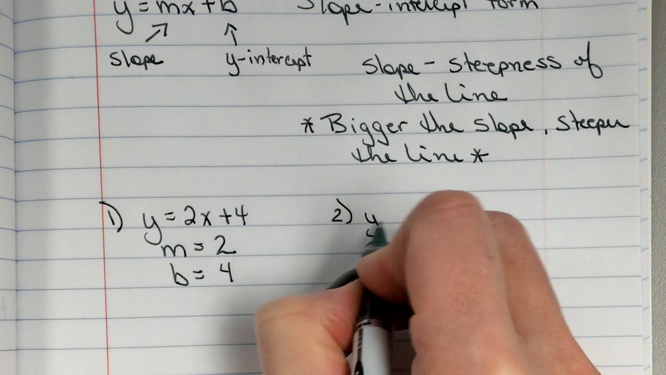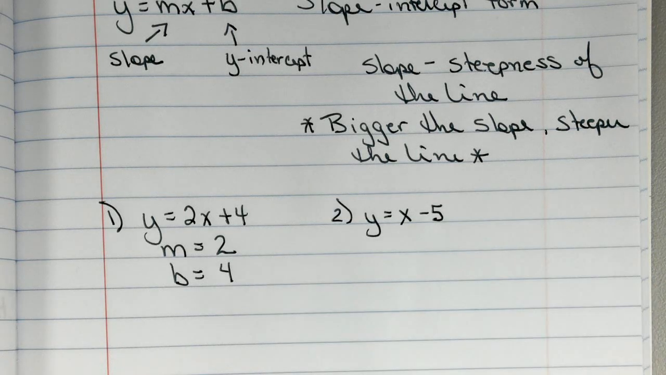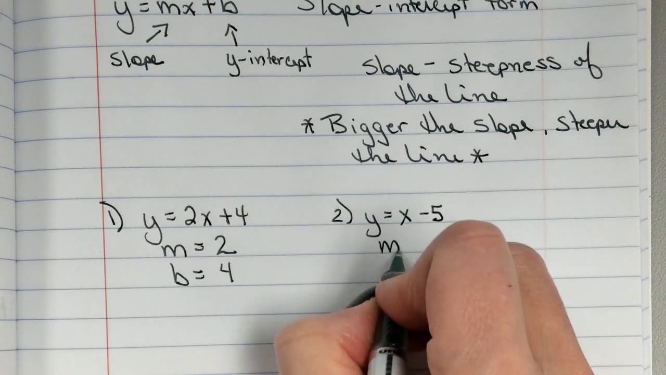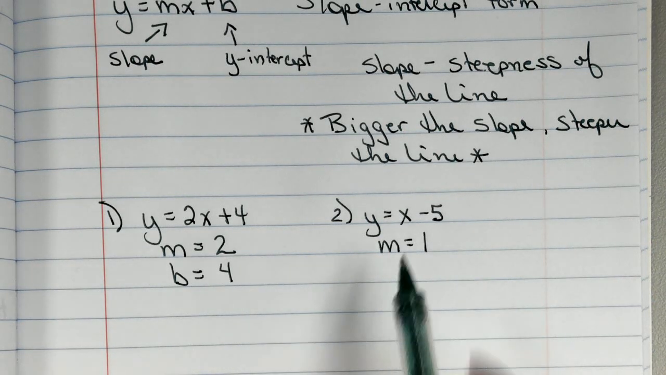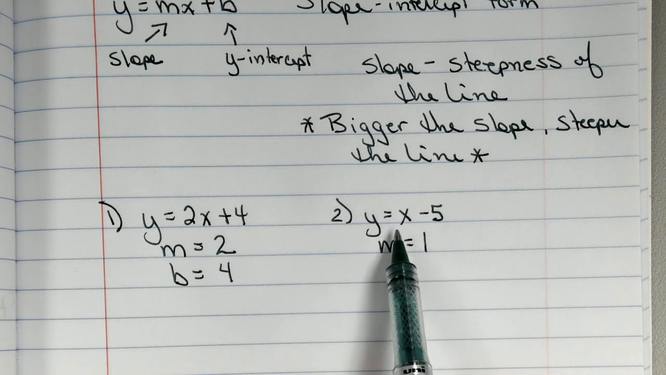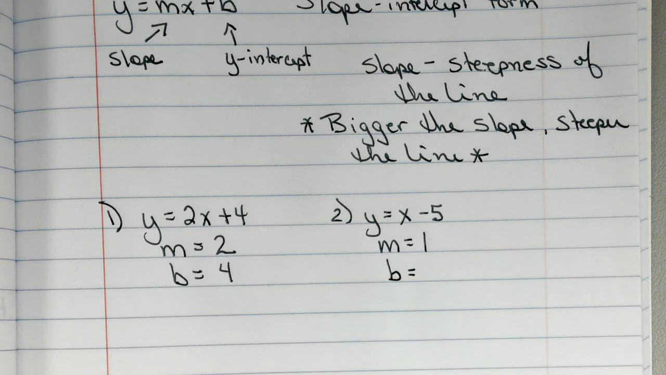If I had y equals x minus 5, what would be the m? 1. Yes, because you have x, so it's not 0. It would only be 0 if you didn't have an x. And remember, there is a 1 understood in front of x. And what about the y-intercept? -5.